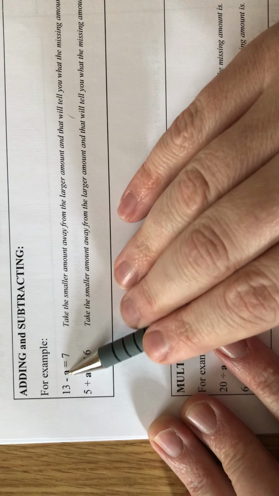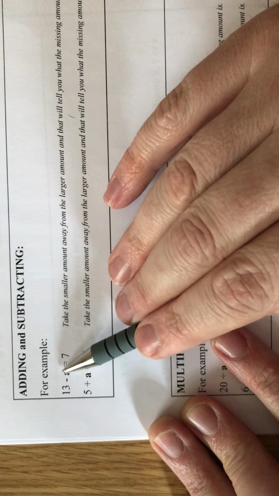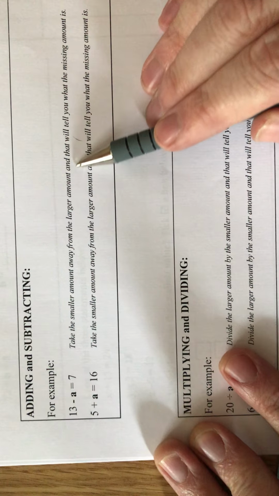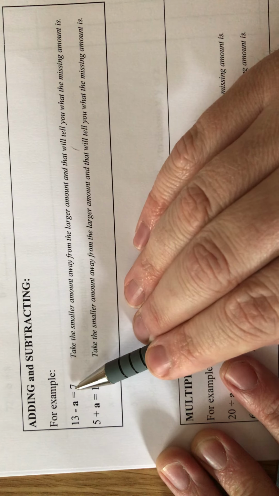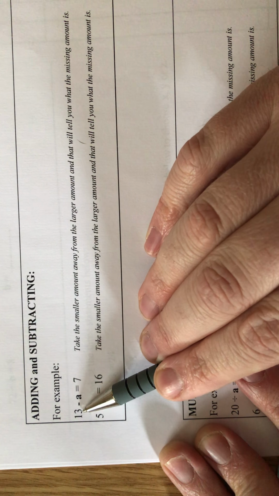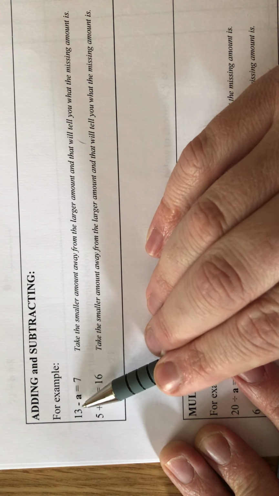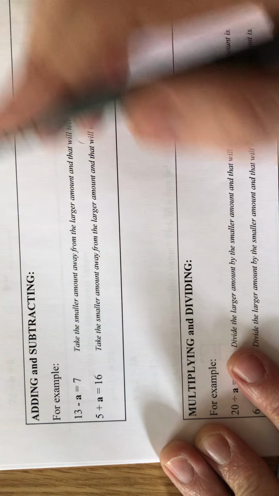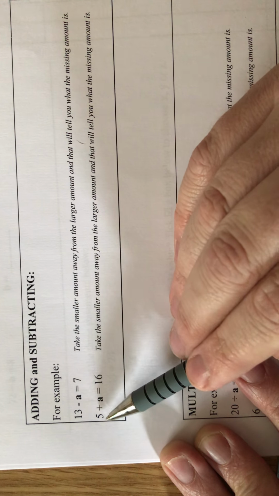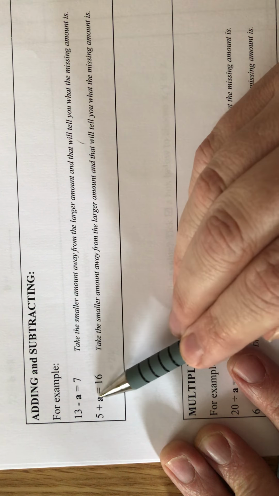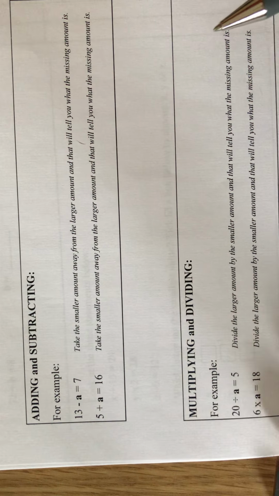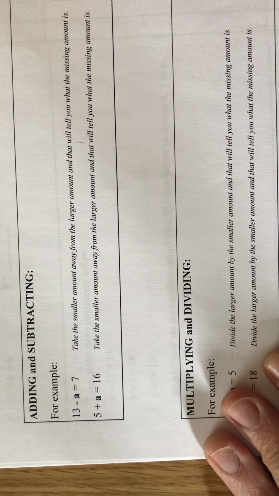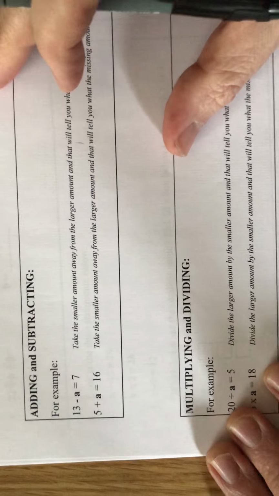And the rule here is that for most of these, if it's taking away or adding, all you do is take the small amount away from the larger amount, and that will tell you what the missing amount is. So the smaller amount here is 7. So if we just take that away from 13, we get 6. So 13 take away 6 is 7. So A is 6. Okay? And that's the way that we work it out. Here, 5 plus A is 16. So what is A? It's a bit like a missing gap question as well. So remember, if it's taking away and adding, just take the small number from the big one. There are some exceptions to that, which I'll go over later, but also just remember to use inverse.